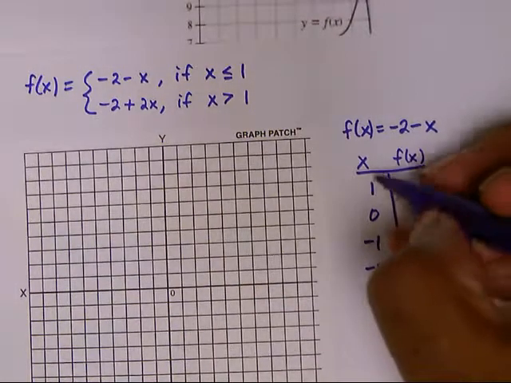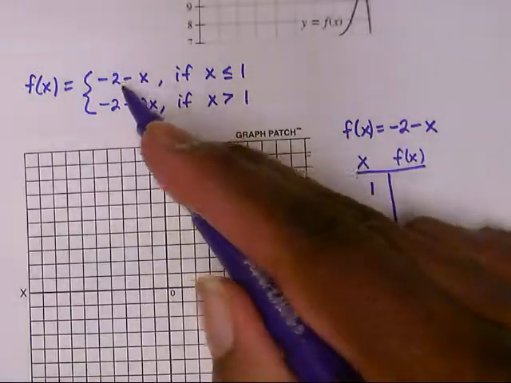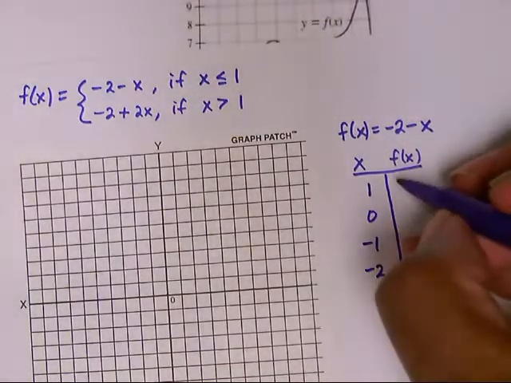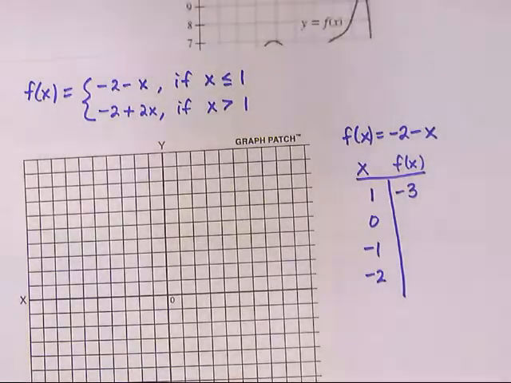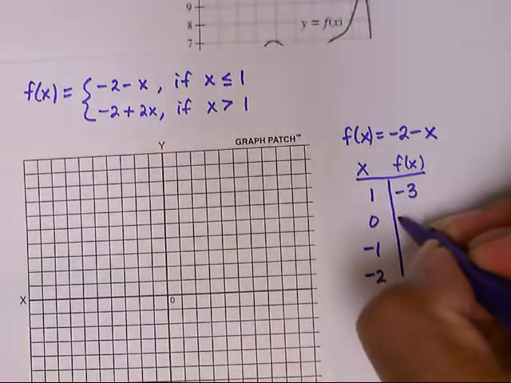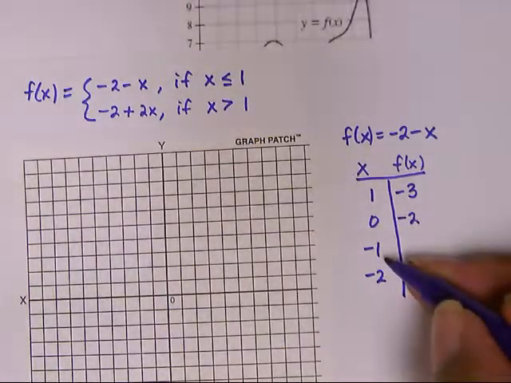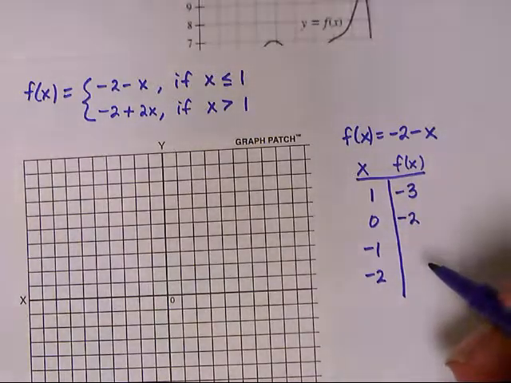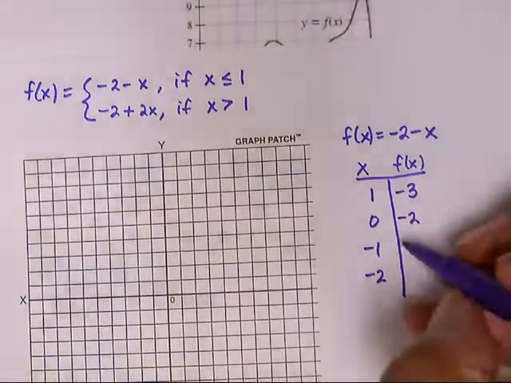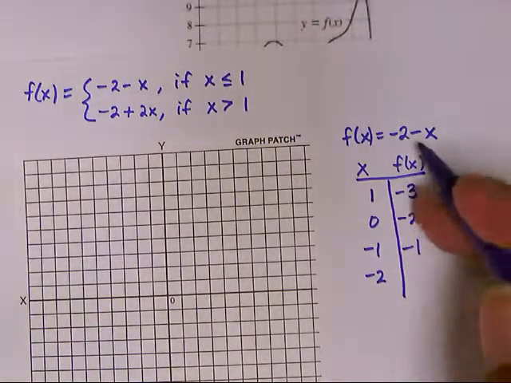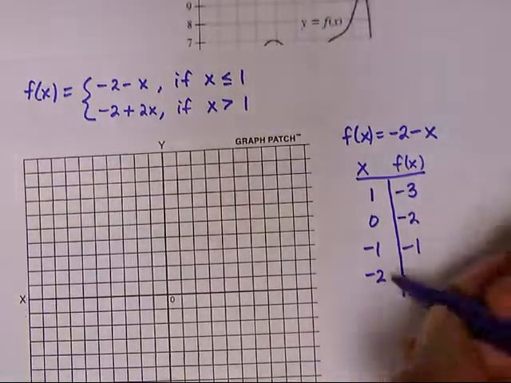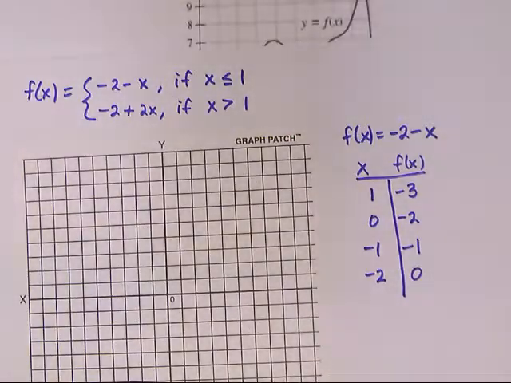So in this case here, if x is 1, then I'm going to have negative 2 minus 1, which is negative 3. For 0, negative 2 minus 0 will be negative 2. For negative 1, this will be negative 2 minus a negative 1, or negative 2 plus 1, which will be negative 1. And then for negative 2, negative 2 minus negative 2, or negative 2 plus 2, which is 0. So those are my ordered pairs for that first function here.